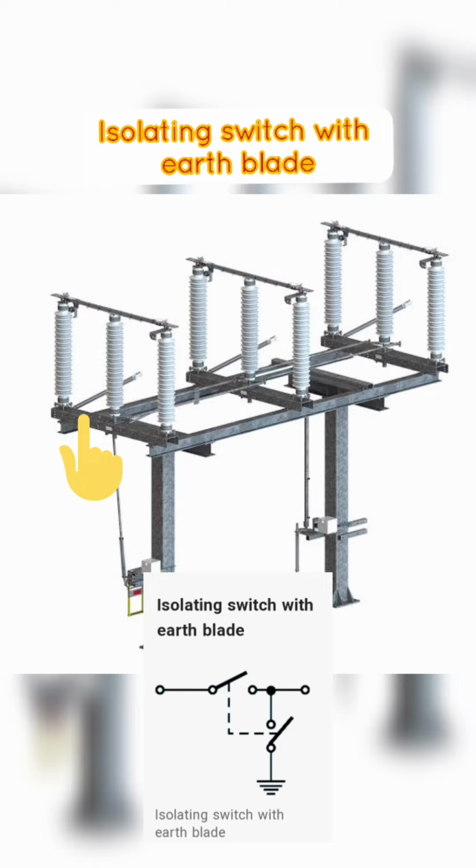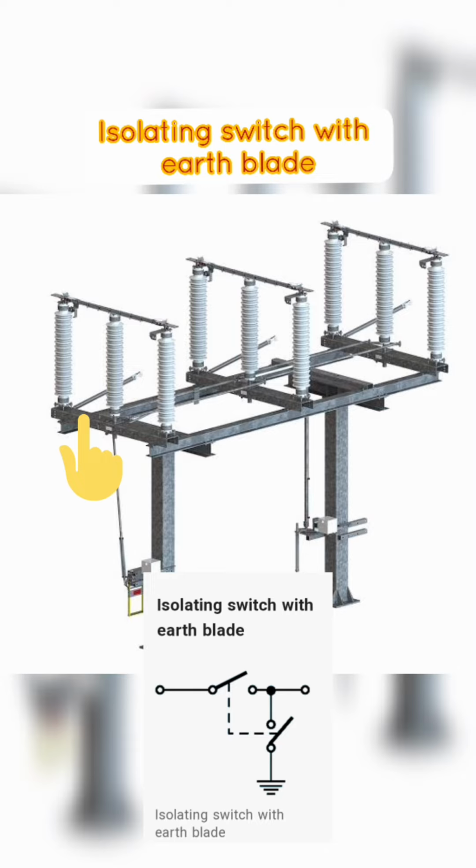Next we learn about isolating switch with earth blade. An isolating switch with an earth blade, also known as a disconnect switch, is a device used in electrical substations to isolate or disconnect a part of the electrical network for maintenance, repair, or emergency operations. The switch consists of a set of blades or contacts that can be moved to connect or disconnect electrical circuits.